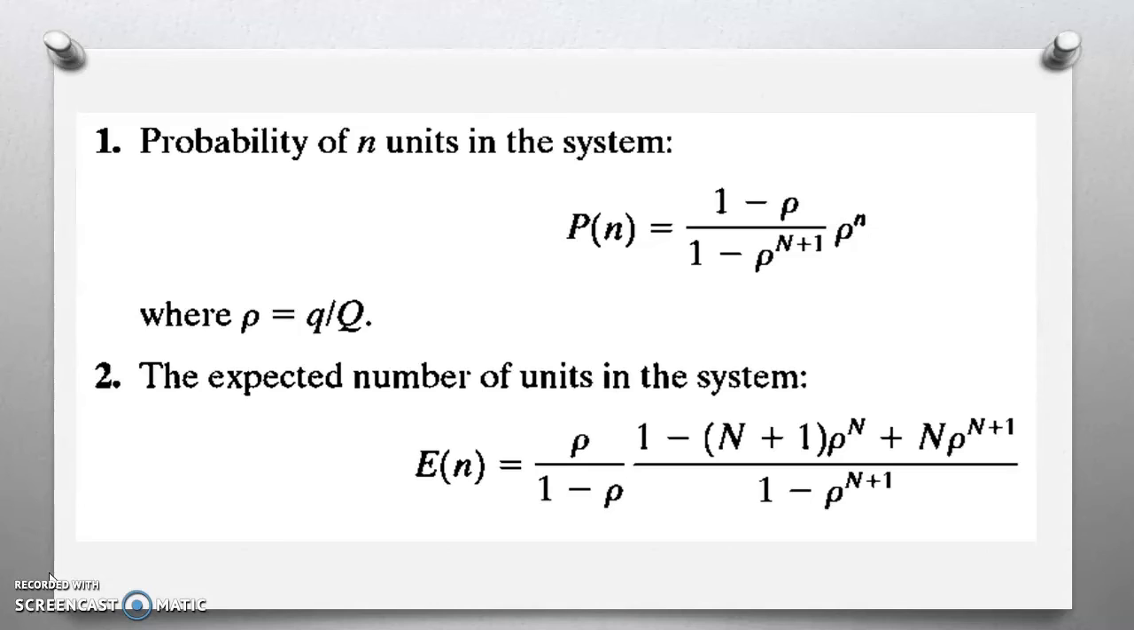The expected number of units in the system is equal to the probability over 1 minus probability, multiplied by 1 minus number of vehicles plus 1 multiplied by probability to the power of number of vehicles, plus number of vehicles multiplied by probability to the power of number of vehicles plus 1, over 1 minus probability to the power of number of vehicles plus 1.